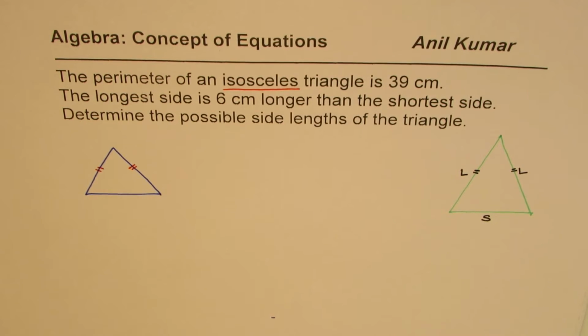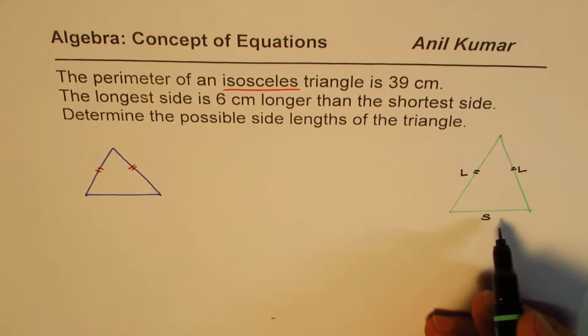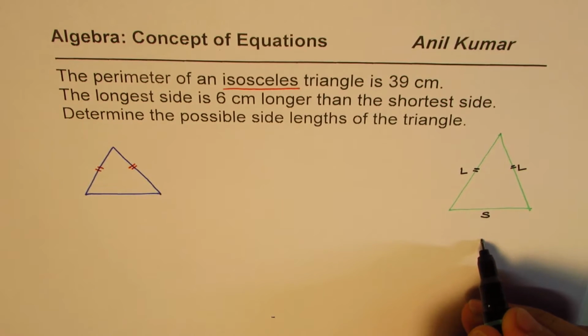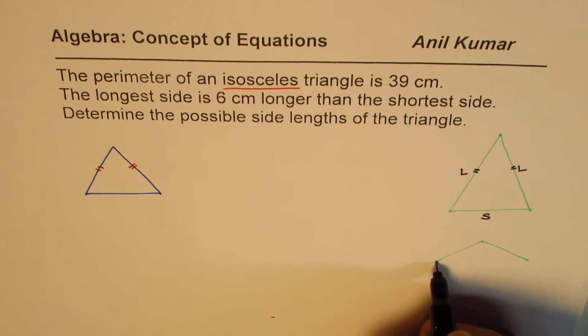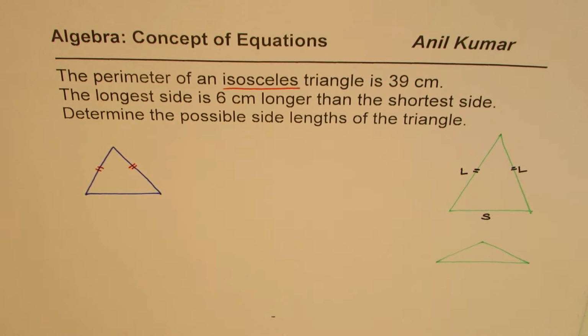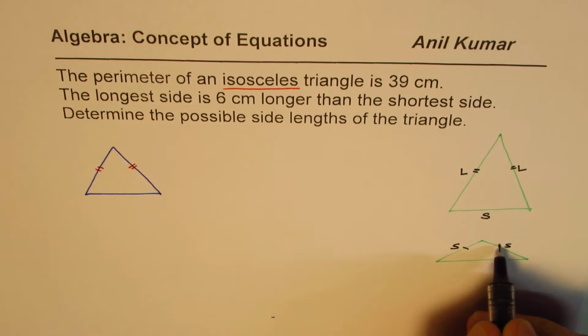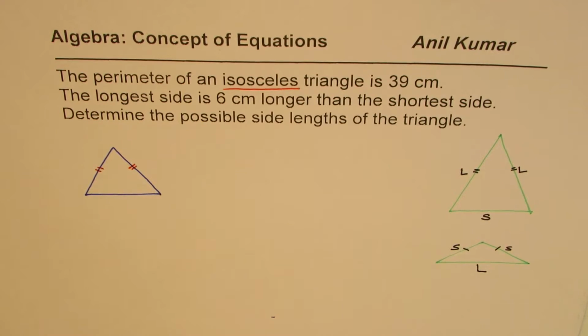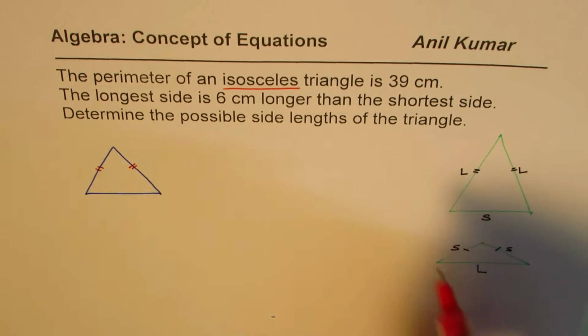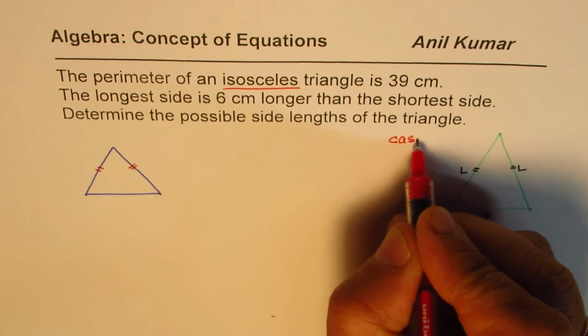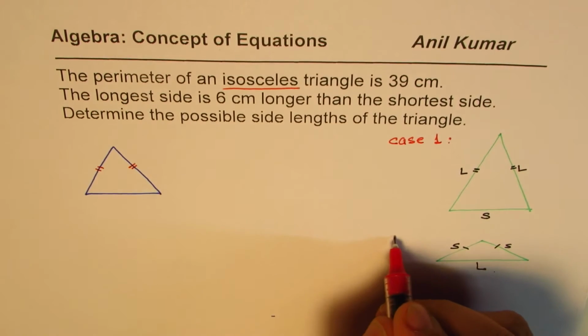Now another case could be that the shorter sides are equal, right? So let me make another one. Where this is shorter, this is also shorter, and then we have a longer one here. So in this case, we have two shorter sides which are equal, and that one is the longer side. So as you can see, there are two cases, right? We will say this is our case 1, and this one is case 2.